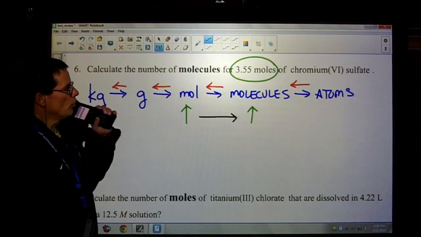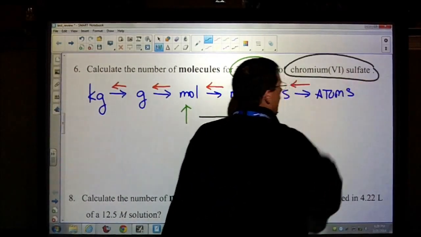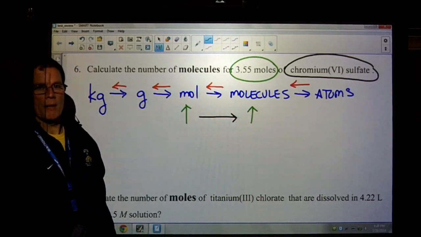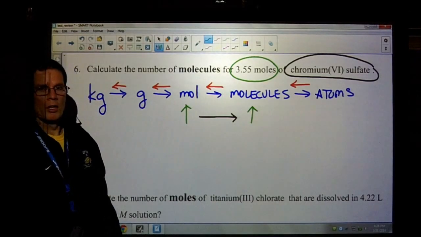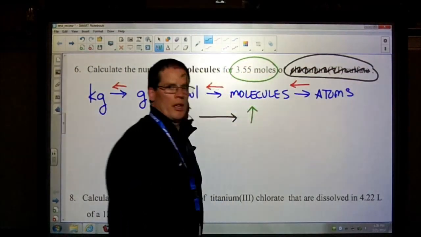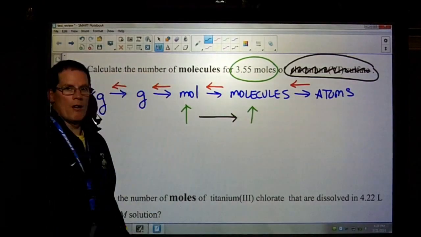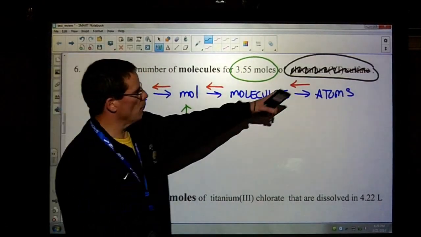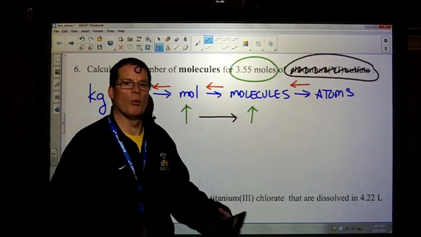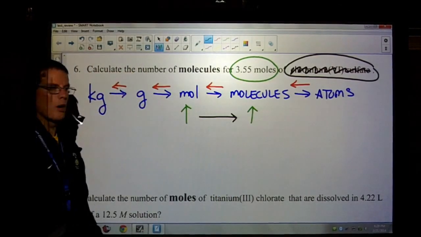So don't think to yourself, wow, I have to do something with this. I promise I'm going to give you something on the test that's so much more ugly than that. In other words, we don't even care what this is. That is so insignificant for this question. How many molecules in 3.55 moles of anything? We don't care how many atoms are in a molecule. We care about how many molecules are in a mole. So don't do too much work. Ask yourself, where am I at? Where am I going? How many steps do I need to go?